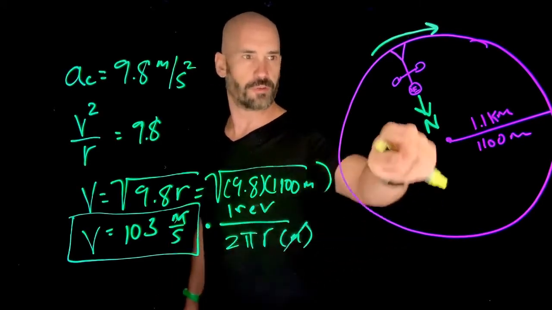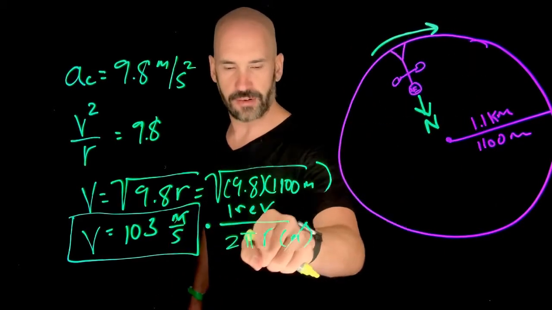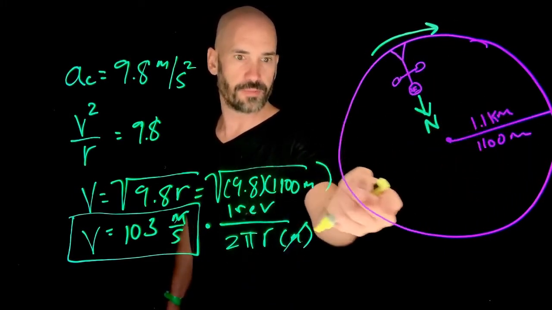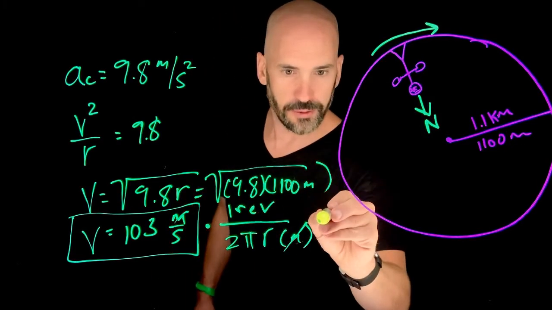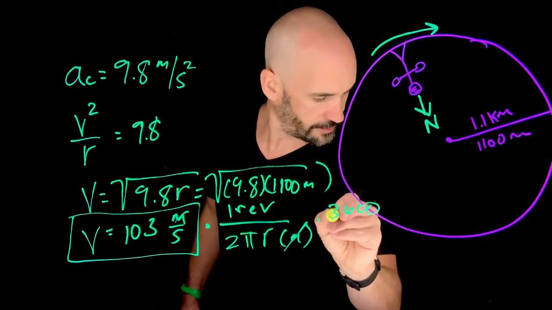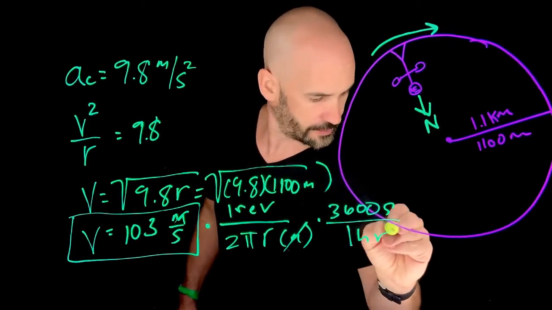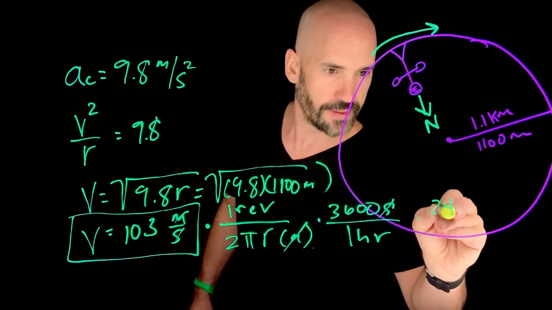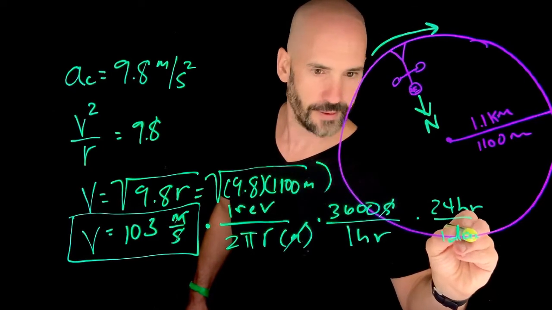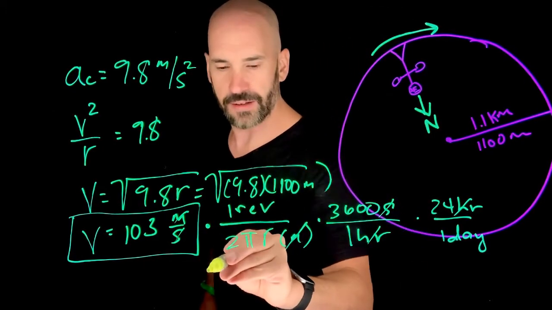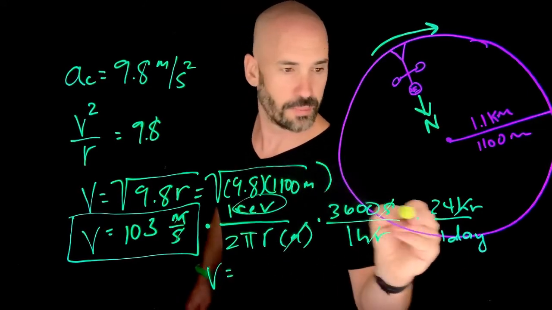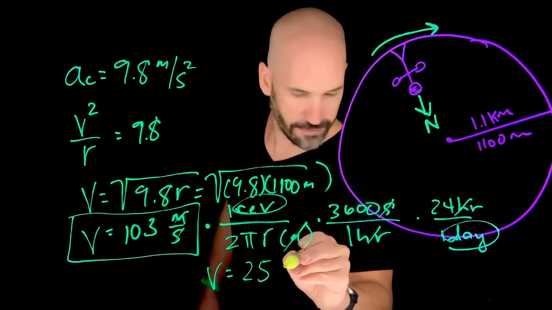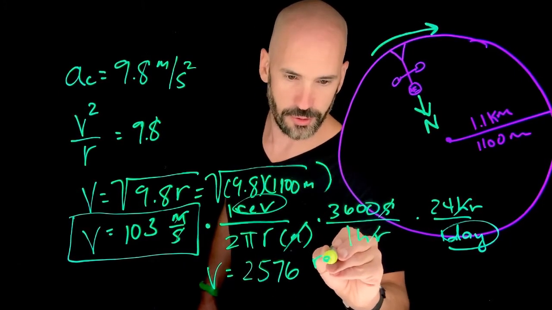And that r is just the radius of this thing, which is 1,100, right? 2 pi r is the circumference of a circle. So in one revolution, I'm moving 2 pi r meters, right? One full circumference. And that's going to be multiplied by 3,600 seconds every hour, right? Times, so that seconds will cancel out with that seconds, times 24 hours in one day. Okay, so that cancels out with that. And my velocity then, in revolutions per day, is going to be 2,576, roughly, revolutions per day.